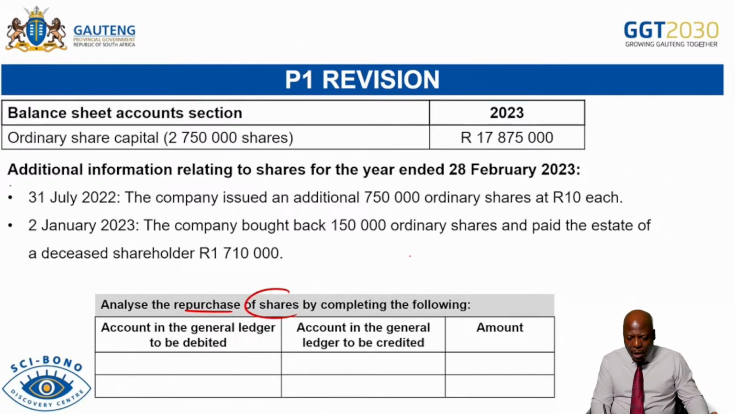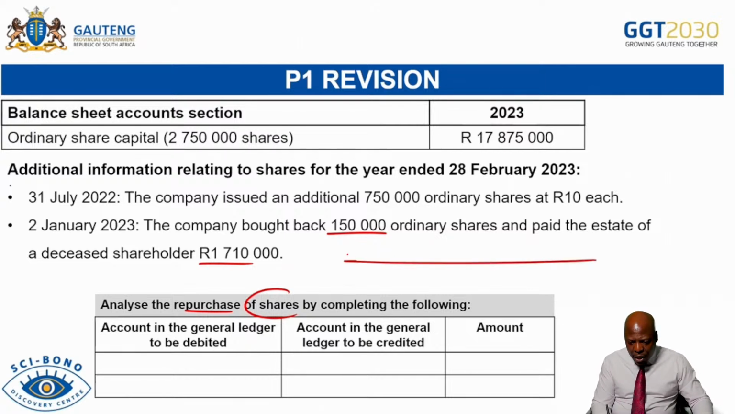Okay, so we know that the repurchase of shares, we are going to use the average price. Okay, so the company bought back 150,000 shares and they paid that much. But we want to see if we can get the average price. So to make this easy, I'm just going to draw a line here and I'm going to say my rands at the top, at the bottom is the shares. So I'm going to start with my 17 million, which is ordinary share capital, 17,875,000, like that. All right, and then the shares is 2,750,000 at the bottom, like that.